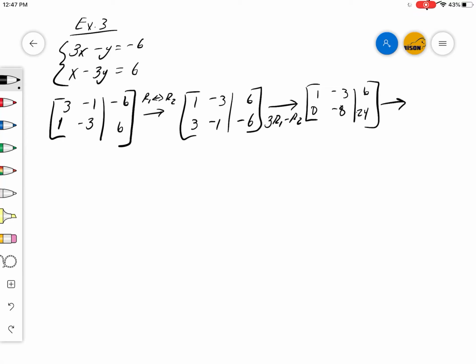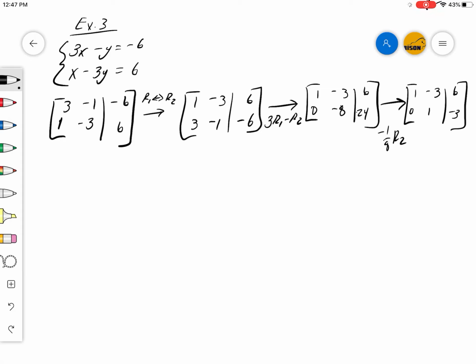All right, and we're almost done here. I don't need to do anything to the top, but what I do need to do something to is the bottom. Okay, so I need to multiply by negative 1/8 times row 2, because that's going to get me that 1. So that times 0 is 0. Negative 1/8 times negative 8 is 1. And negative 1/8 times 24 is negative 3.